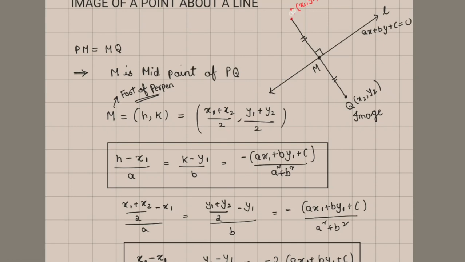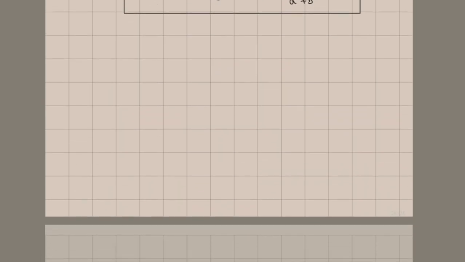Or else you can find the equation of line PQ, because we know the slope of PQ and we know a point x1 comma y1, which gives y minus y1 equal to m into x minus x1. So we got the line equation of PQ, and we know the line equation of line L. If you find the intersection point of these two lines, we get point M. This is another way.